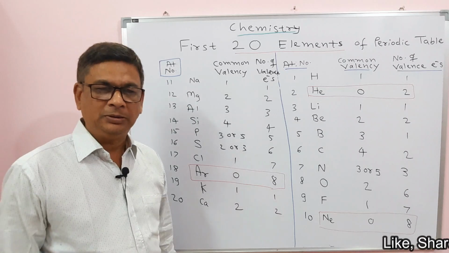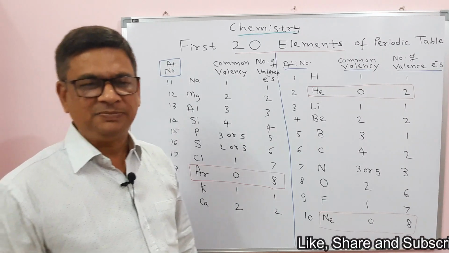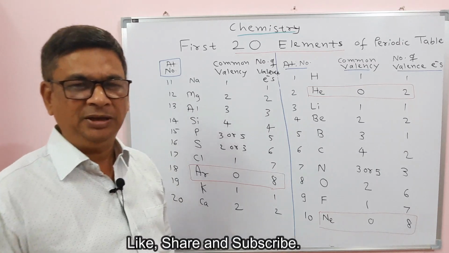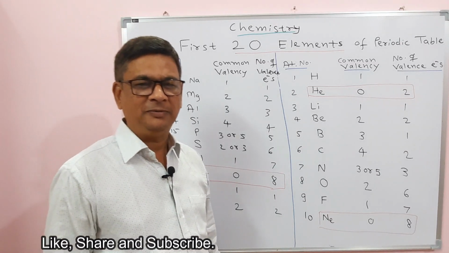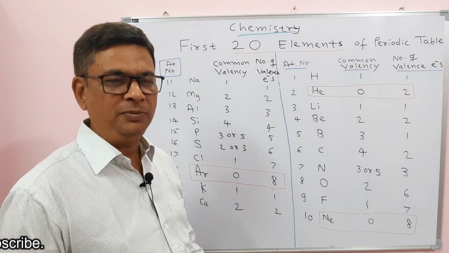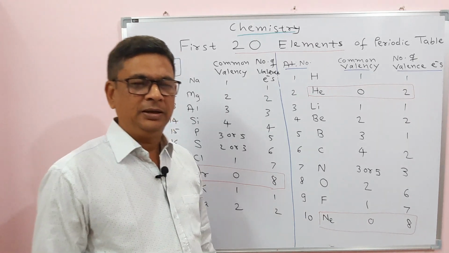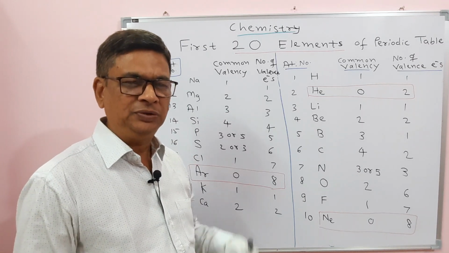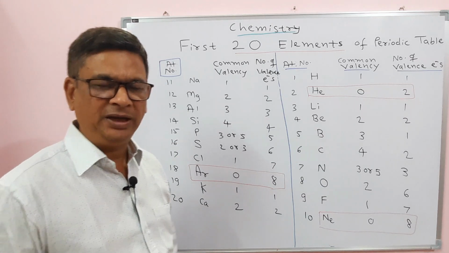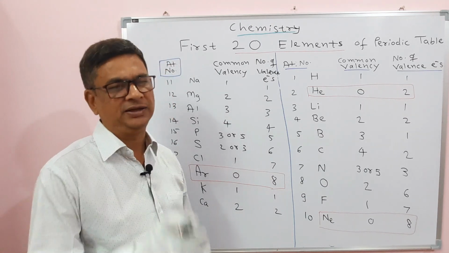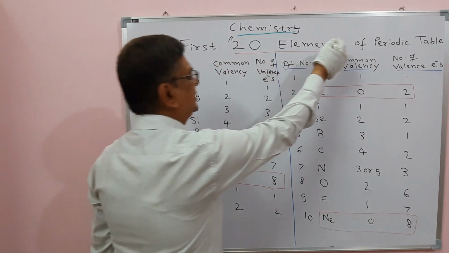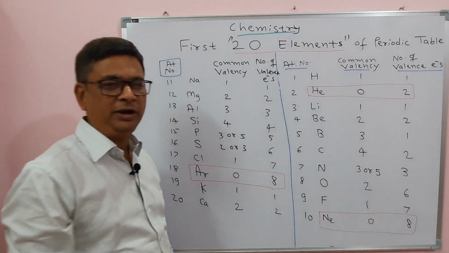Perhaps you know the modern periodic table is based on Moseley's periodic law, which was an improvement of Mendeleev's periodic table. And according to that law, atomic number is very important. Electronic configuration gives how many electrons are in which shell, and in the outermost shell how many electrons are there, and that decides the valency. Today we will see first 20 elements' details from the periodic table.